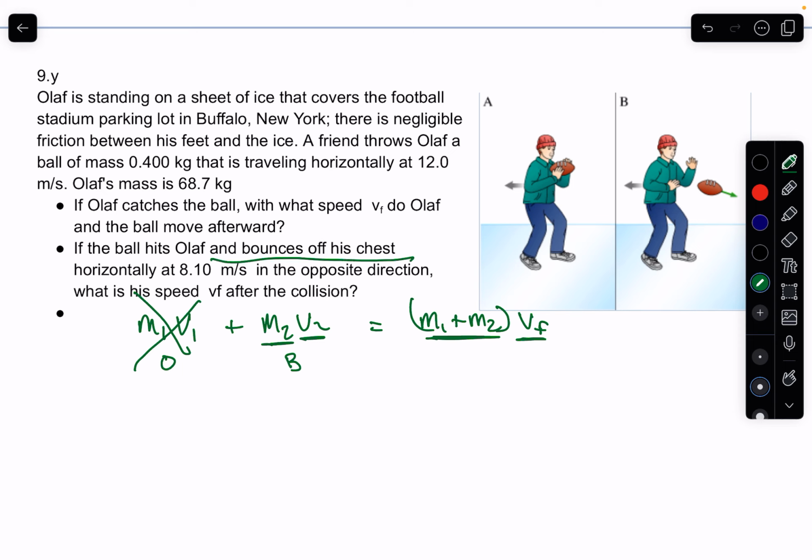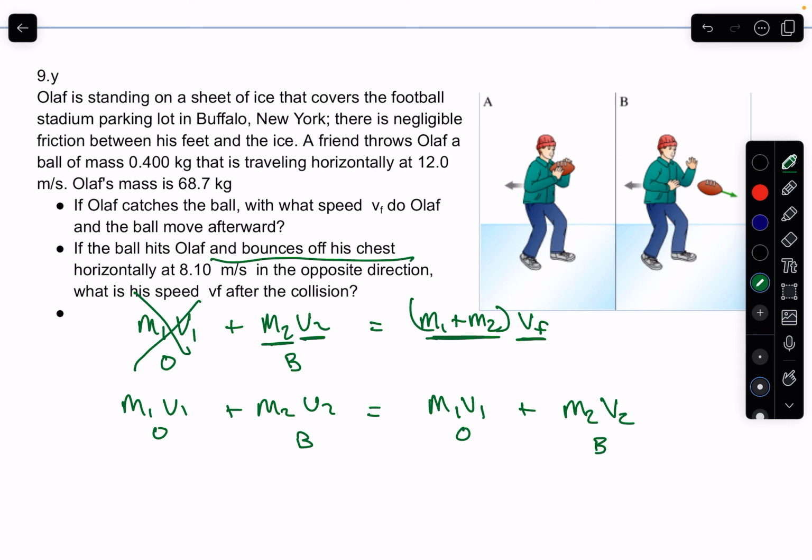If it bounces off his chest and horizontally in the opposite direction, you're still going to have the same equation, m1 v1 (Olaf) plus m2 v2 (ball), but that's going to be equal to m1 v1 (Olaf) plus m2 v2. Now, this is the ball. So the ball is going to have a speed of, well, let's do this. We know the ball speed is 12, right?